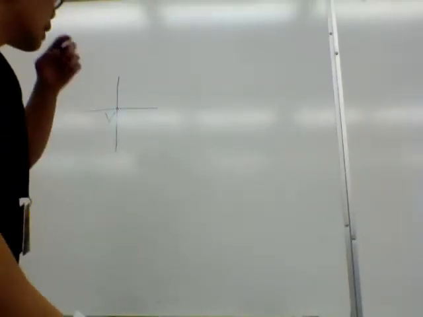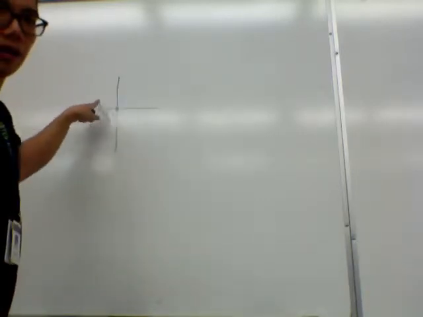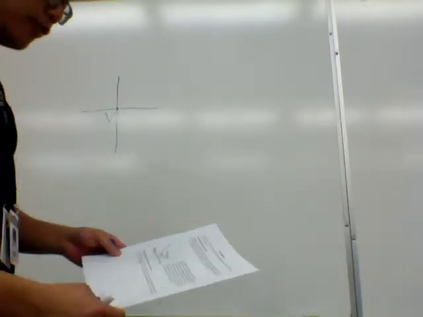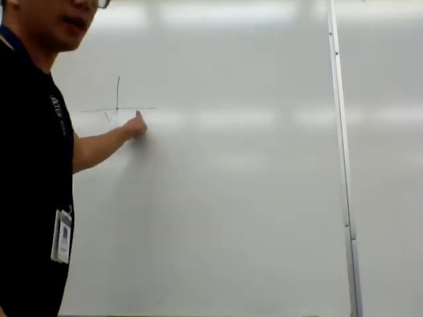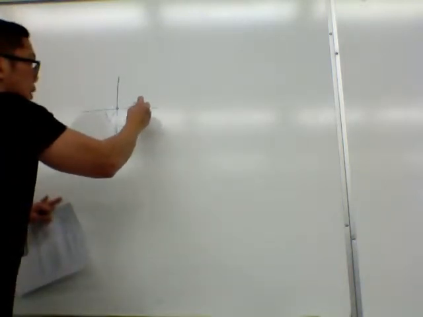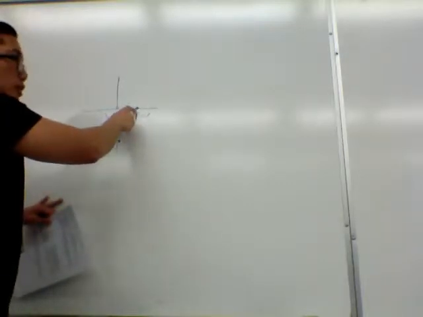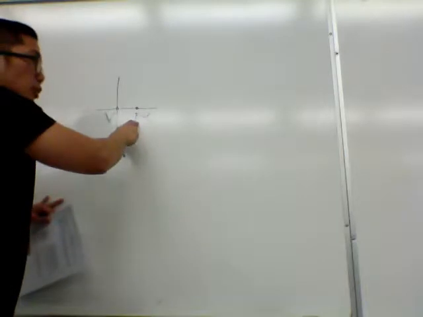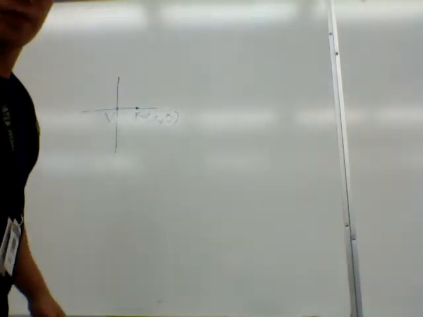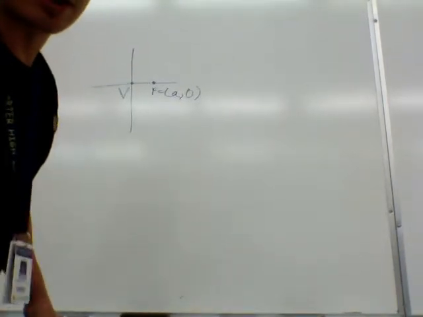Now it says that we can place the focus really anywhere on the axes. I could place it here, here, here, or here. But for right now, we're going to do a special case where the focus will be on the positive x-axis. So let's make the focus right here. And of course, if the distance from the vertex to the focus is a, the coordinates of the focus are (a, 0). See that?